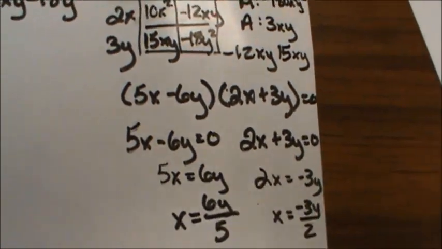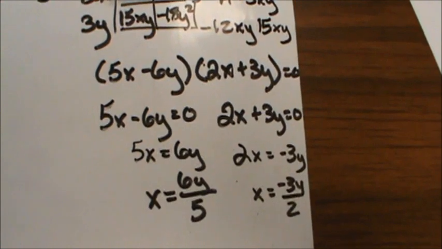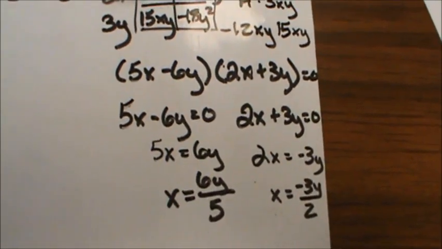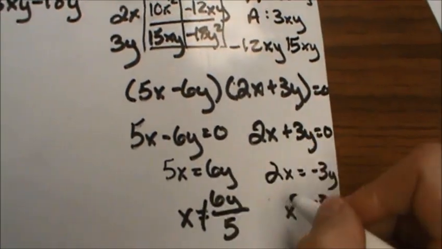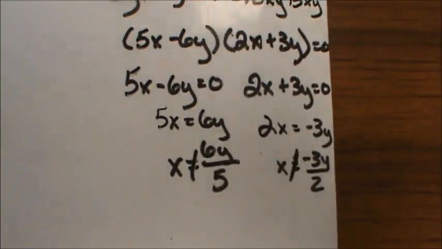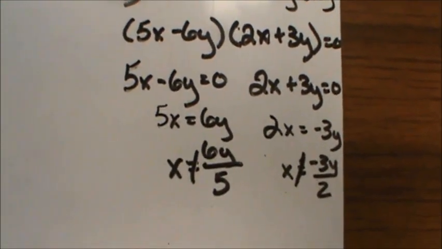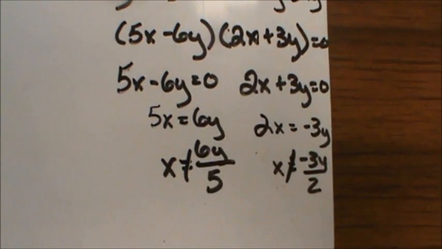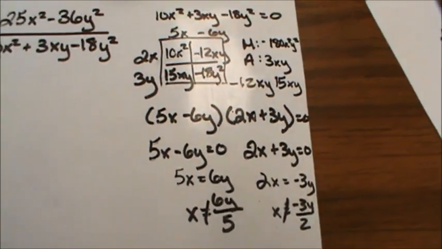Now remember, all of this process is we're trying to figure out restrictions, values for x and y that the denominator cannot be, so it won't end up being 0. So these are actually the values I do not want. And so these are my restrictions, that x cannot be 6y over 5, or x cannot be negative 3y over 2. Those are my restrictions. Set the denominator equal to 0 and solve.